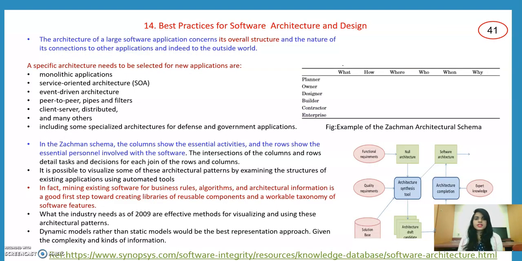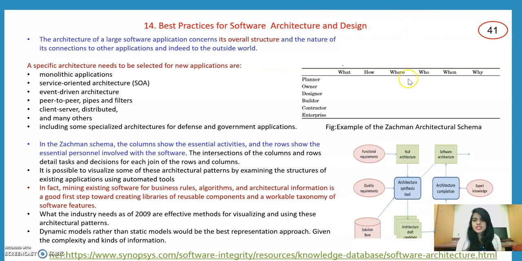The other one is the best practice for software architecture and design. The architecture of a large software application concerns its overall structure and the nature of its connections to other applications and indeed to the outside world. A specific architecture needs to be selected for the new application: monolithic application, service-oriented architecture, event-driven architecture, peer-to-peer, client-server, and many others also exist.